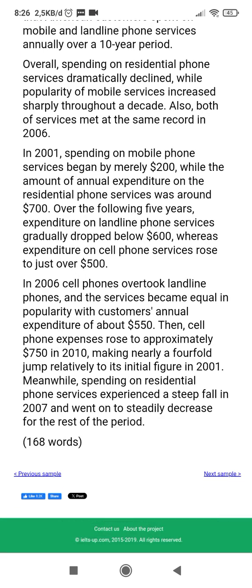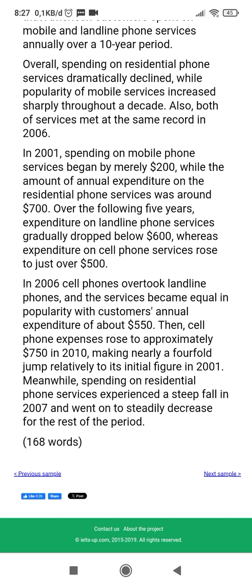In 2001, spending on mobile phone services began at primarily $200, while the amount of annual expenditure on the residential phone services was around $700. Over the following 5 years, expenditures on landline phone services gradually dropped below $600, whereas expenditure on the cell phone services rose to just over $500.